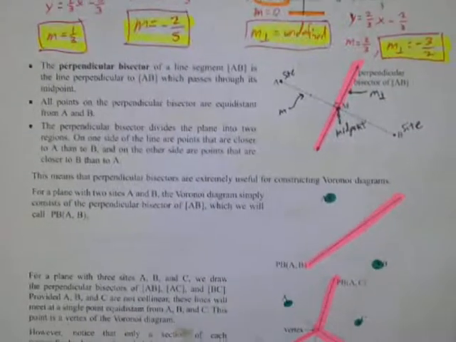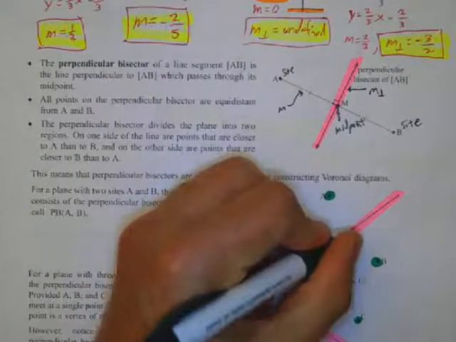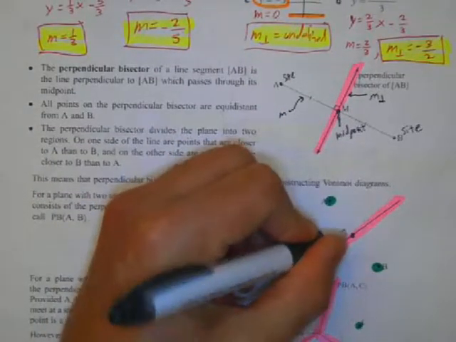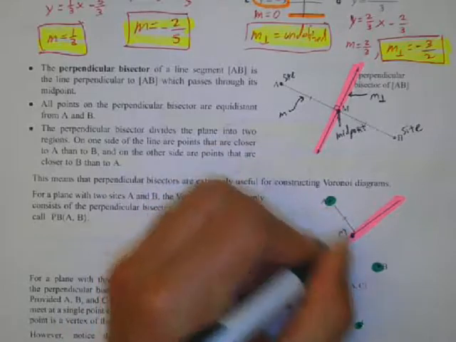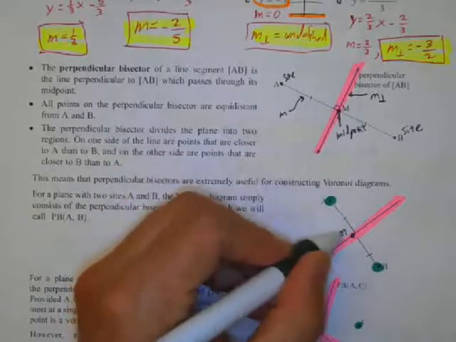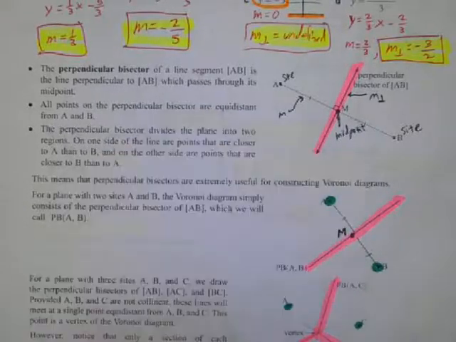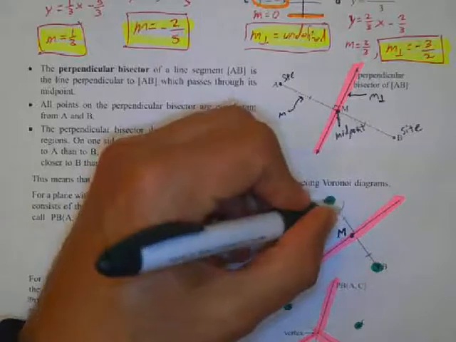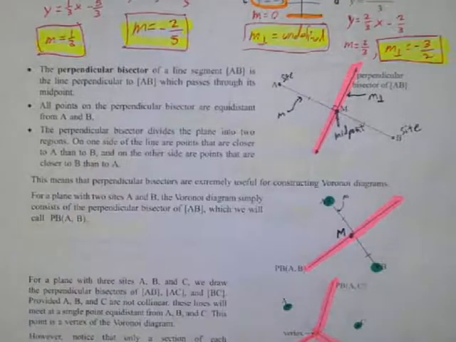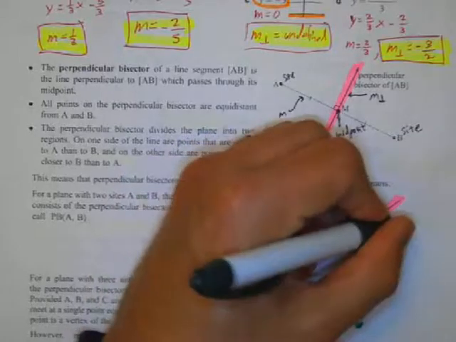So like I said, I could figure out a midpoint here, halfway between A and B, and the capital M is for the midpoint. And then I've got my slope for this here, so then this is going to have a perpendicular slope.